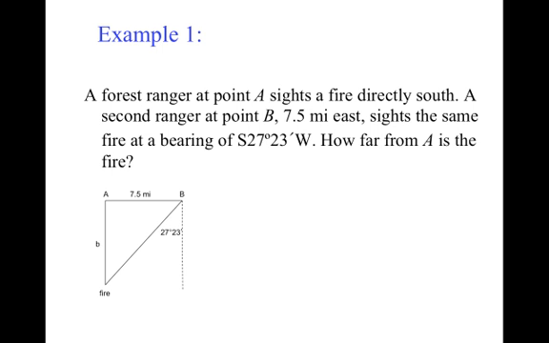So when it says 7.5 miles east, that would be east of Fire Ranger A. So B is located due east of Fire Ranger A.